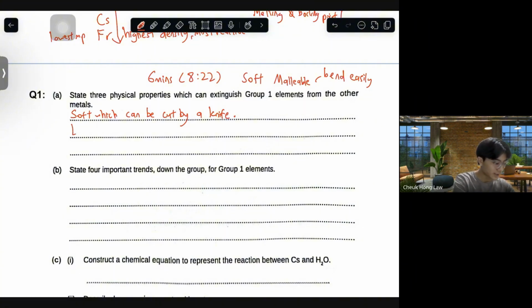The second one is that it has a low density. Then the last one, they have relatively low melting and boiling points. Those are the 3 physical properties.